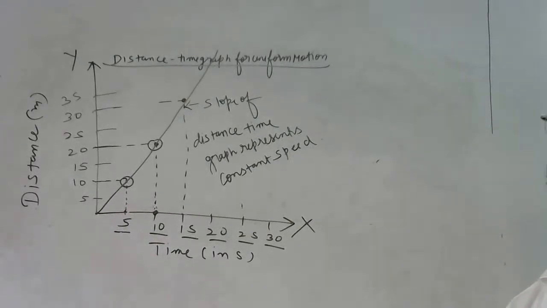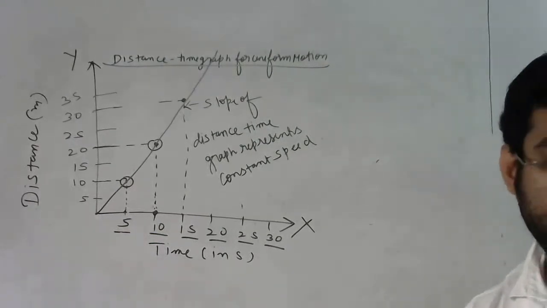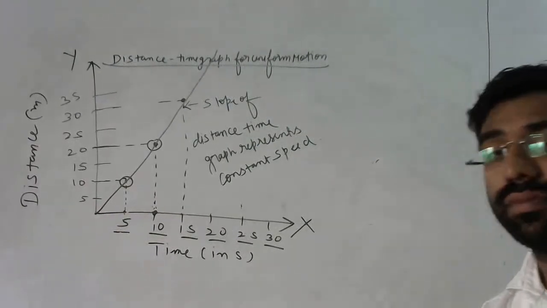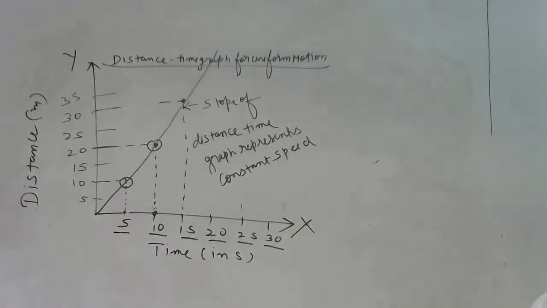Equal distances are covered in equal intervals of time. Second point, the object moves at constant speed. The object moves at constant speed.